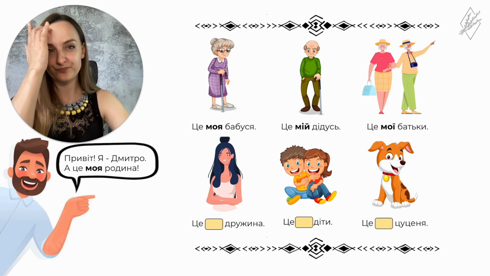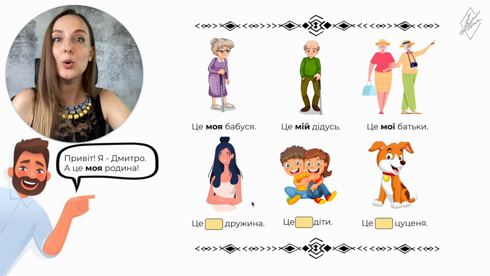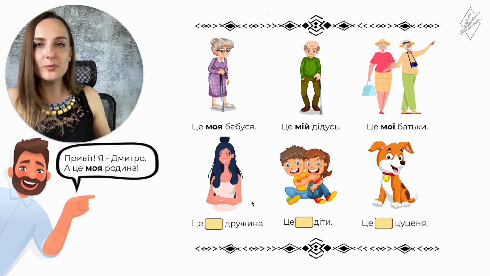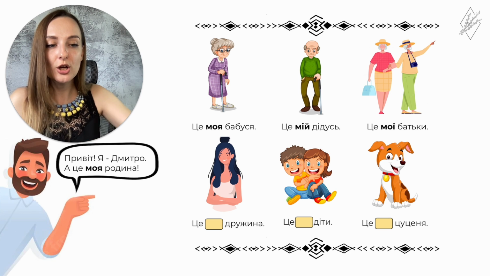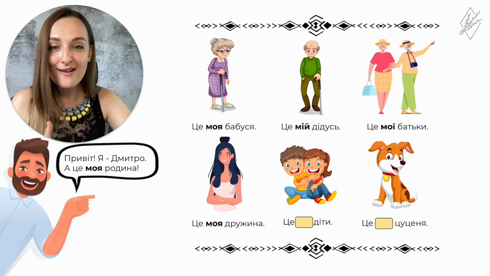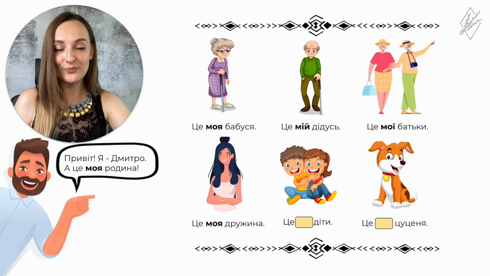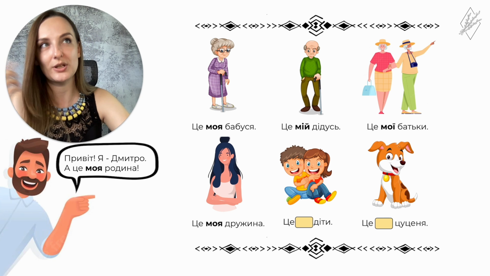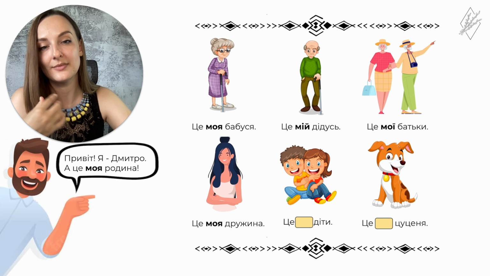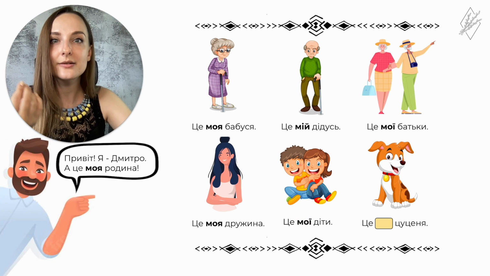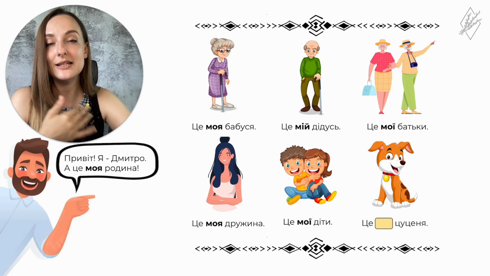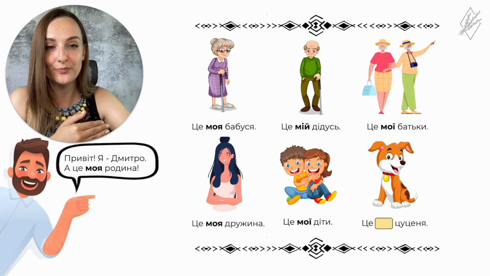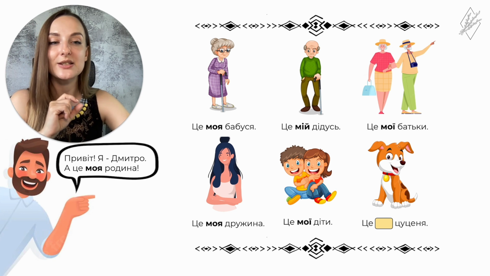Мої батьки. Okay, here is his wife. Дружина. He says, this is my wife. Це моя дружина. Right? Моя дружина. Then their kids, or he says, my kids. Мої діти. Because діти is plural, it's children. Це мої діти. And the last word in this list.